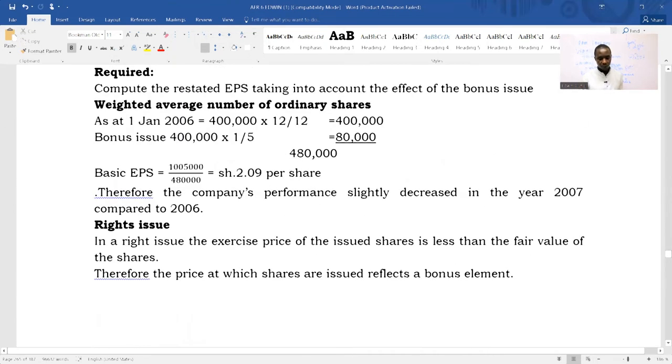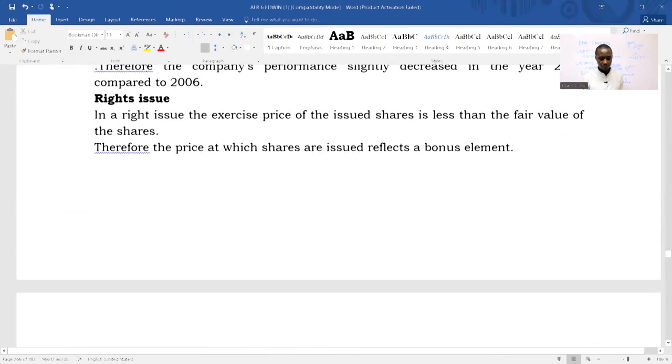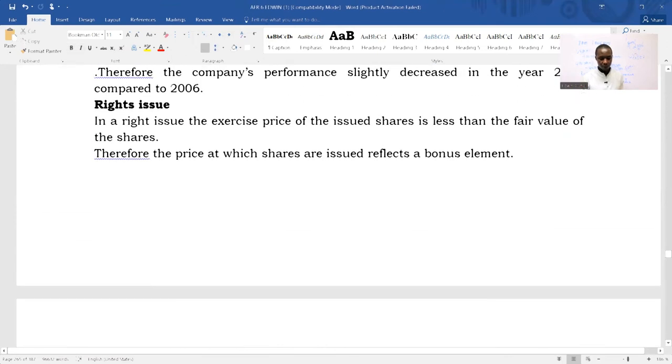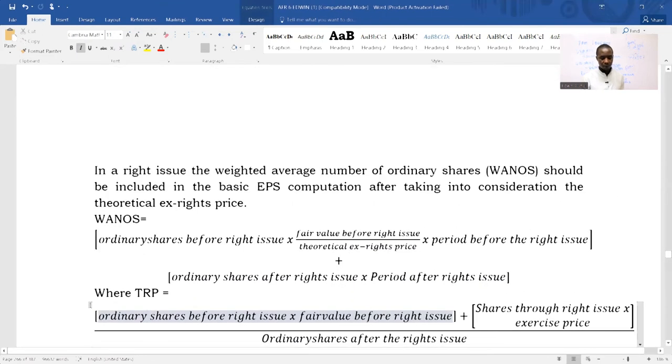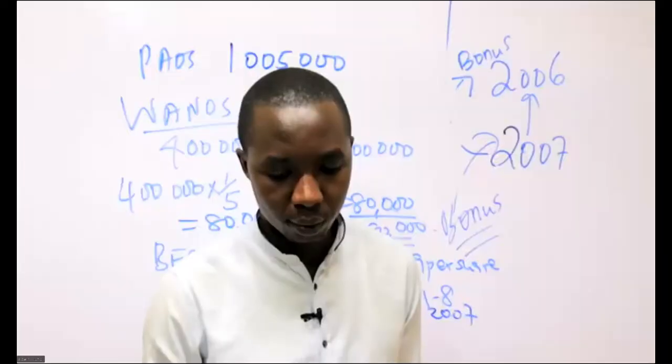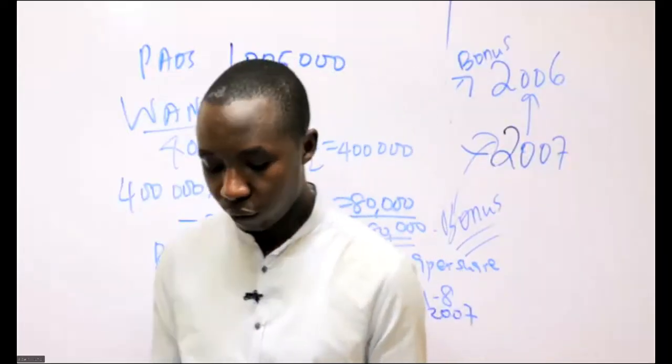So in a rights issue, the exercise price of the issued shares is less than the fair value of the shares. That is what we have said. Therefore, the price at which the shares are issued reflects a bonus element. In a rights issue, the WANOS should be included in the basic earnings per share after taking into consideration the theoretical ex-rights price. So this is what you do in short, without a lot of confusion here and there.